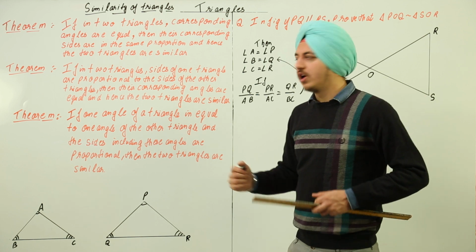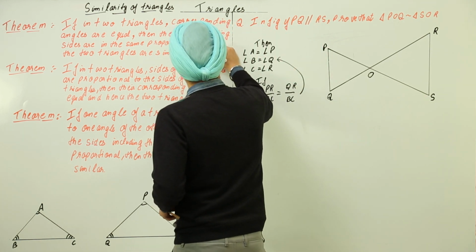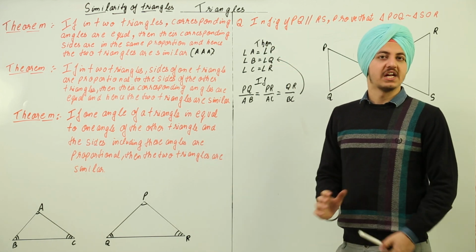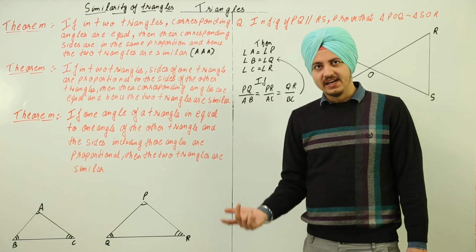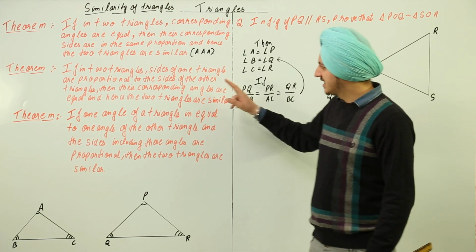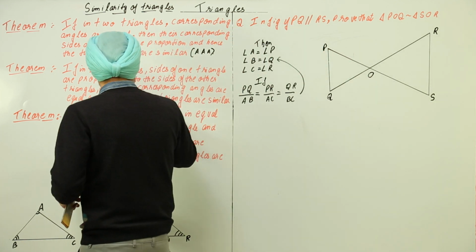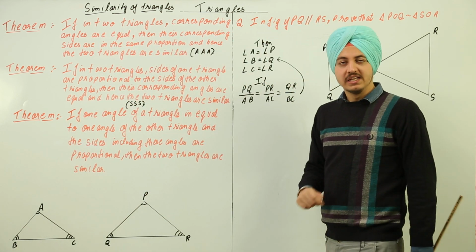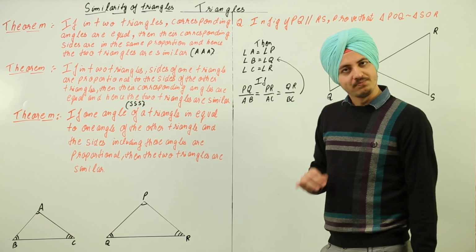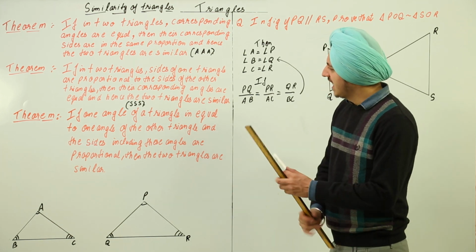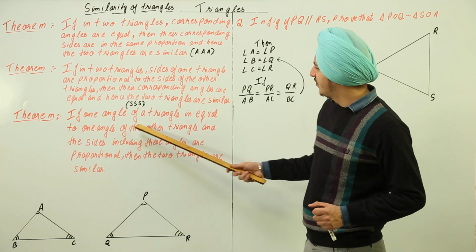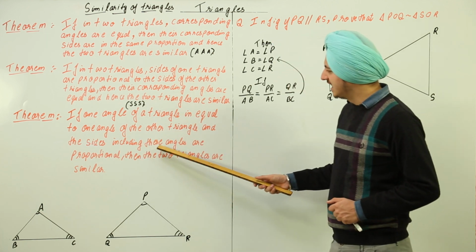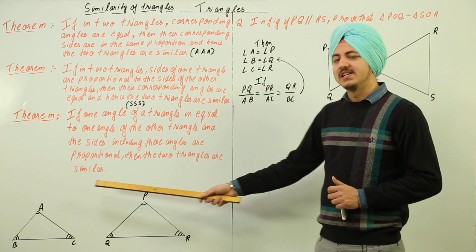The first theorem is called the AAA criteria, the angle criteria for similarity of two triangles. That means if all the angles are equal, we can say that the two triangles are similar. The second one is the SSS criteria. If all three sides are in the same proportion, then we can say both triangles are similar. And the last one says, if one angle of a triangle is equal to one angle of the other triangle and the sides including these angles are proportional, then the two triangles are similar.